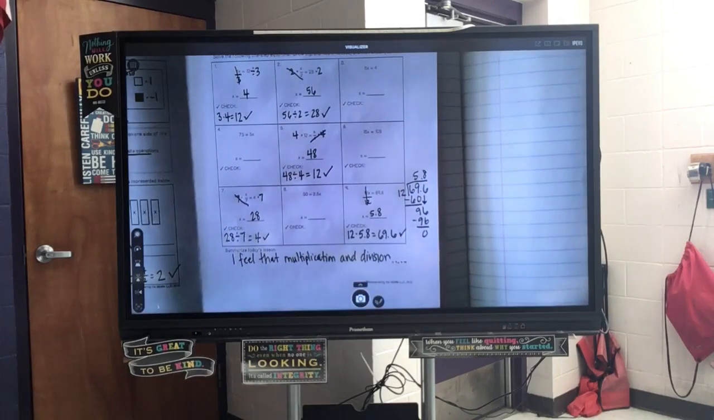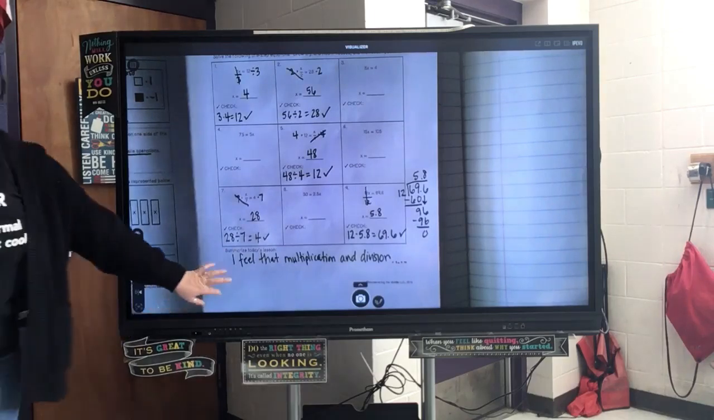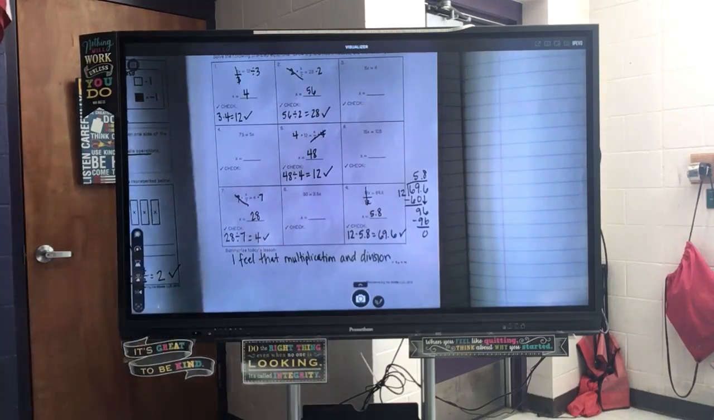overall, how did you feel about multiplication and division? Because you were supposed to write a sentence or two down here. Hopefully you guys did that. So how do you feel about it? Raise your hand and just kind of tell me what you wrote.